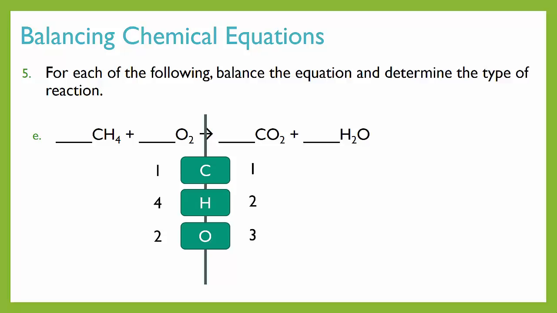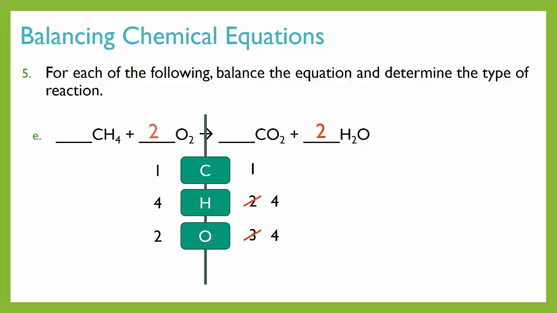So I want to make sure every time I change something that I count both of those. So to me, the easy place to start is going to be with hydrogen. If I put a 2 in front of H2O, that's going to give me 4 hydrogen on my product side. And I've also changed the number of oxygen. So I have 2 oxygens with the carbon dioxide, and that 2 is distributive in front of water, so that gives me 2 more oxygens for a total of 4.